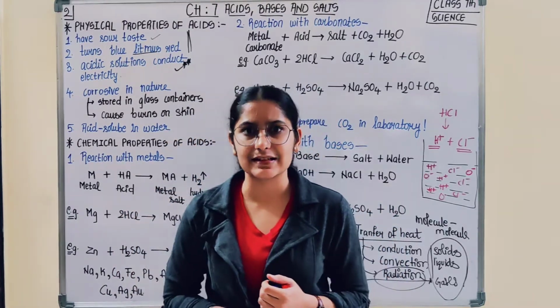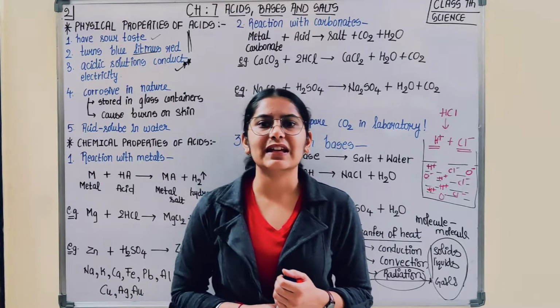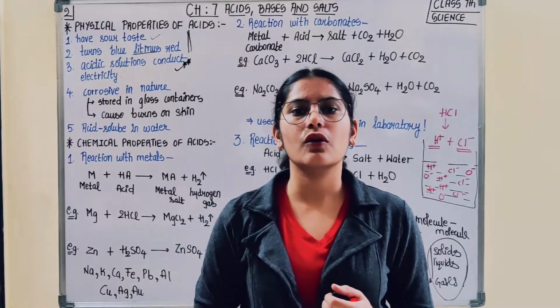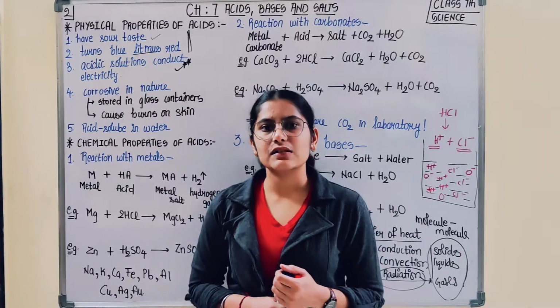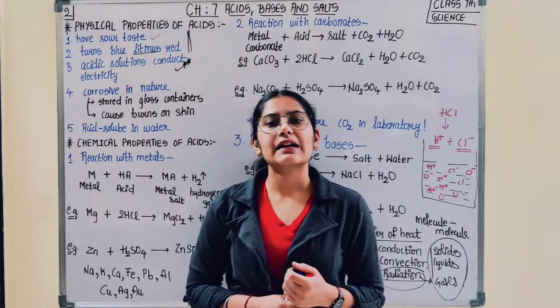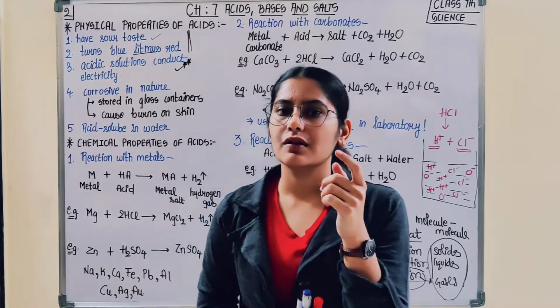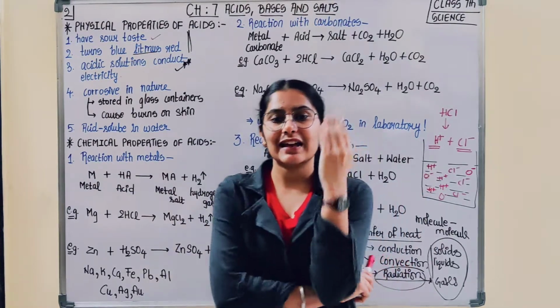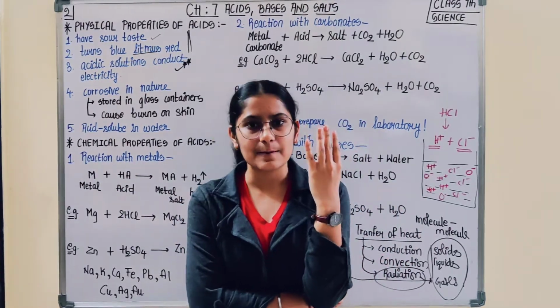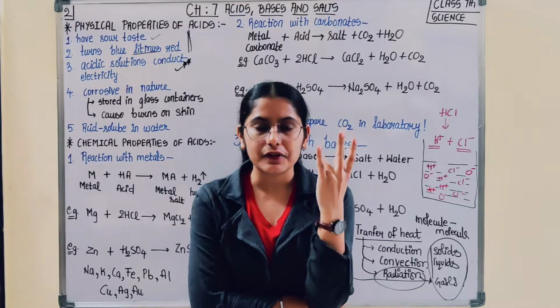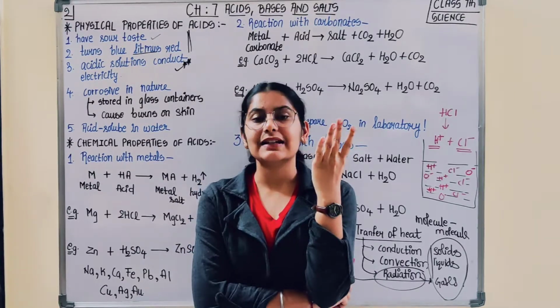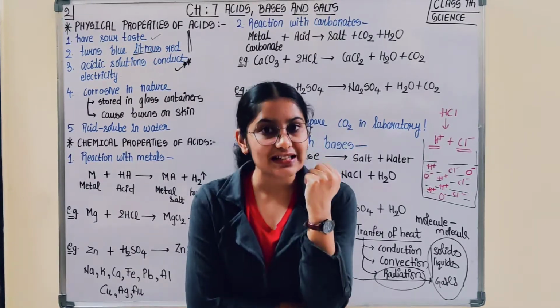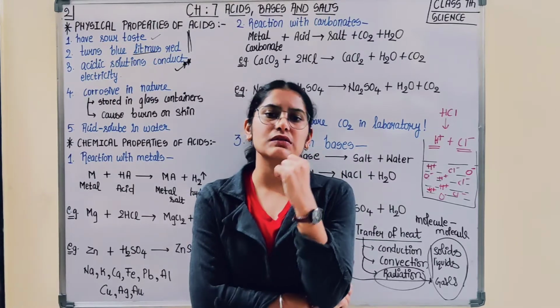Some strong acids, for example, we can take HCl, H2SO4, and nitric acid. Let us move down to the mineral acids. The 4 mineral acids we discussed are hydrochloric acid, sulfuric acid, nitric acid and carbonic acid. These acids are very corrosive in nature.